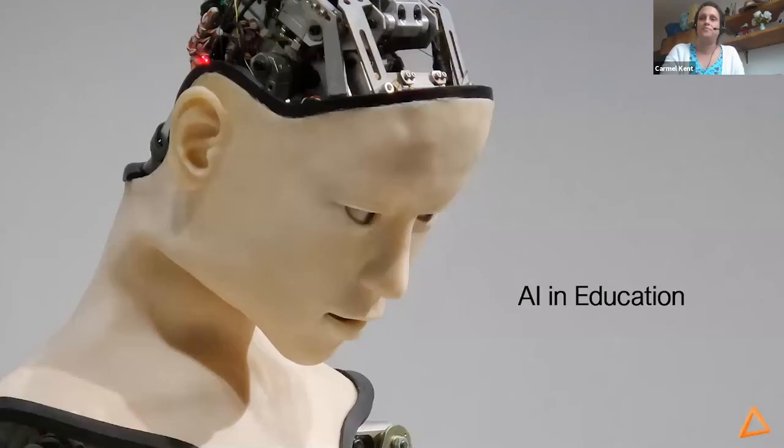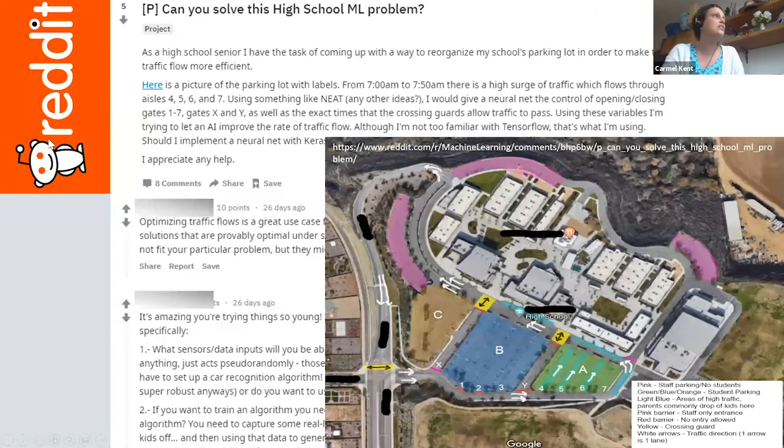So, how is AI used in education? This post appeared a few months ago on Reddit, an online discussion platform, by a high school kid who was given the task of reorganizing his school parking lot in order to make the traffic flow more efficient. He was considering all kinds of computational techniques and all kinds of open technological platforms to help him achieve that, and was discussing his options with other people on Reddit.